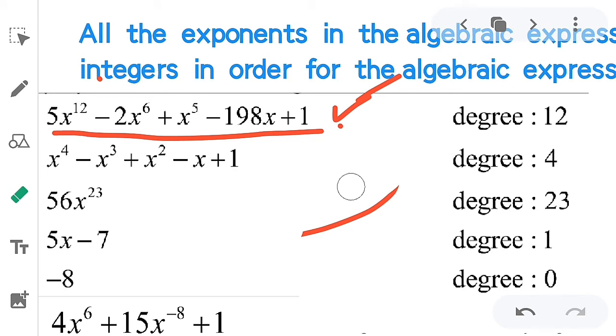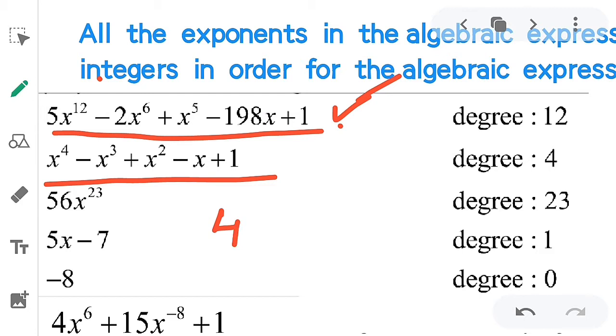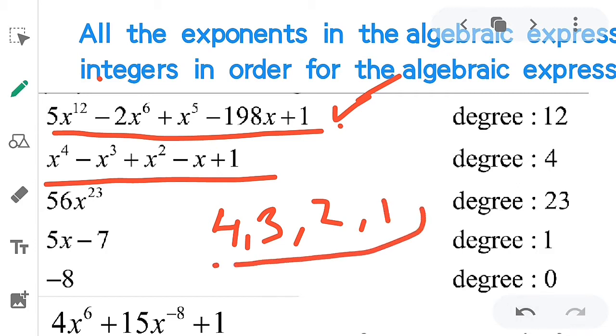Let us see the next example. x power 4 minus x cube plus x square minus x plus 1. Here what is the degree of x? 4 for the first one, and for the next ones it is 3, 2, and the last one here it is 1. So these are all again positive exponents. So we have to take this one as a polynomial because all variables have non-negative integer exponents. So it's a polynomial.